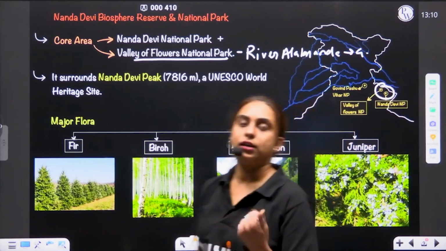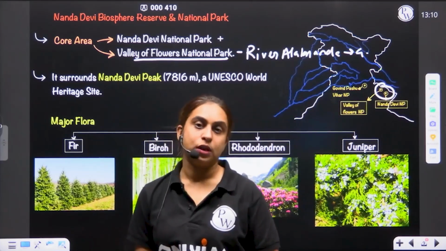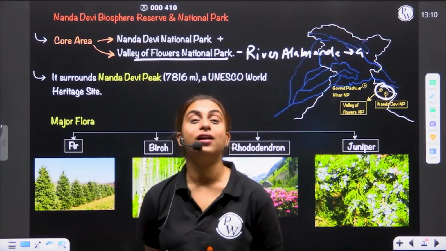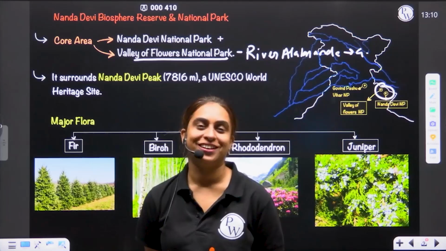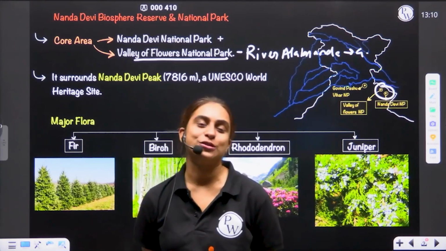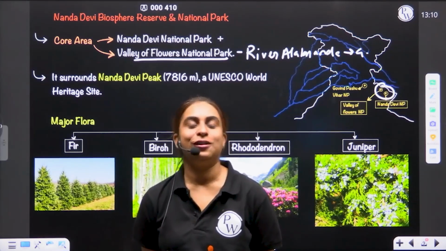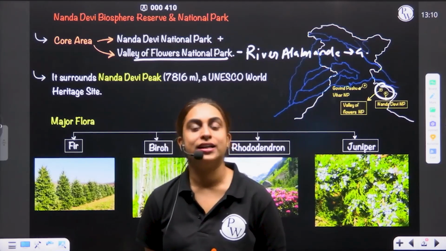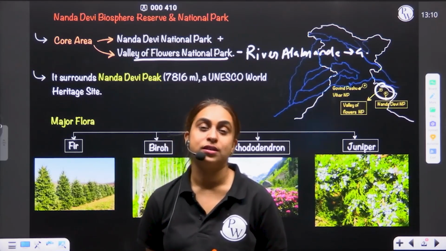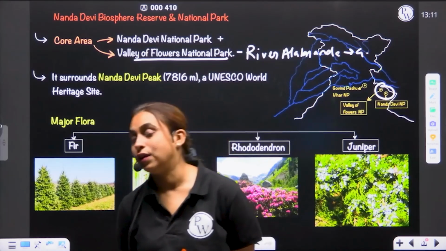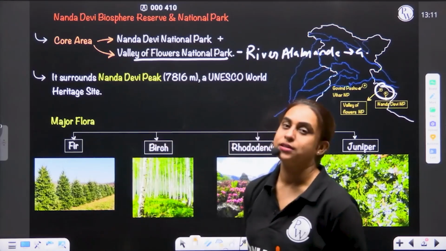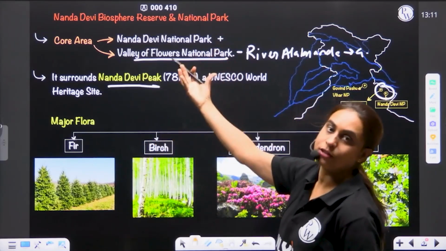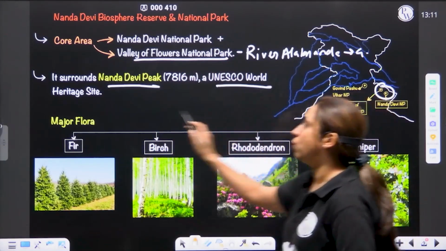So River Alaknanda passes through Valley of Flower National Park. You can say, I generally use this in my class, Alak, love flowers. Okay? So Alaknanda passes through Valley of Flower National Park. Nanda Devi Biosphere Reserve has Nanda Devi National Park, as well as Valley of Flowers National Park. It is surrounded by Nanda Devi Peak, and it is a UNESCO World Heritage Site.